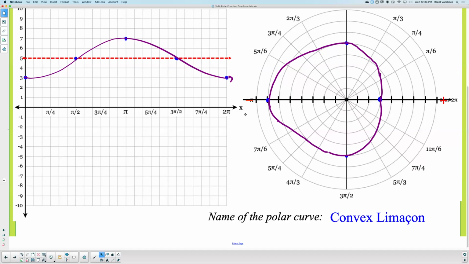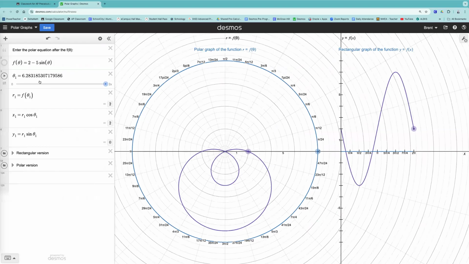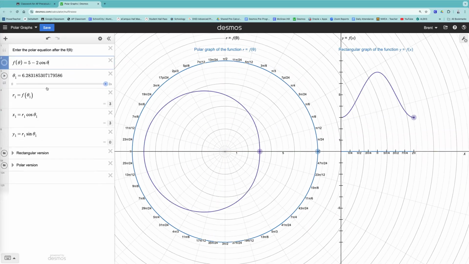Let's take a look so you can see it better. Graphed over here. What was our equation? 5 minus 2 cosine theta. This is called a convex limacon. And let me start at 0 here. As you can see, we never hit the pole because this graph never intersects the x-axis. But this should be a lot more consistent of an increase and decrease than what I had before. But that's what it should look like.